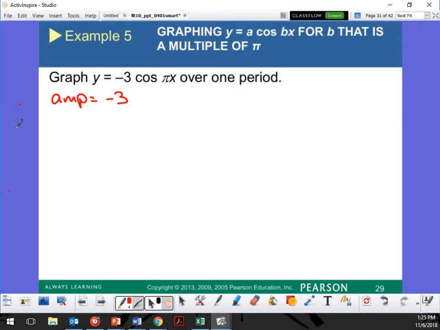What is the amplitude if it's on the test? A positive number. It's 3, and the negative would be the direction, right? So in this case, it would be going down. It would start down. So step 1, there. Step 2. Period.